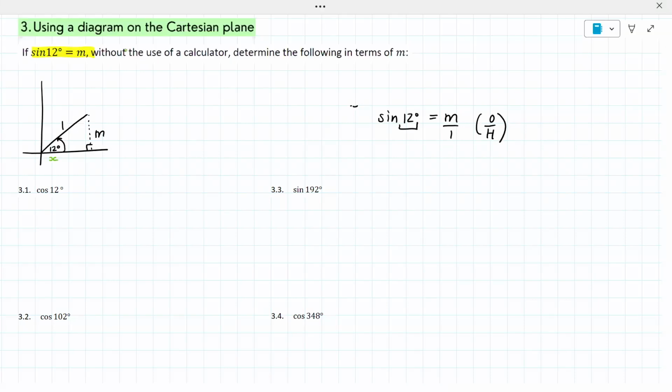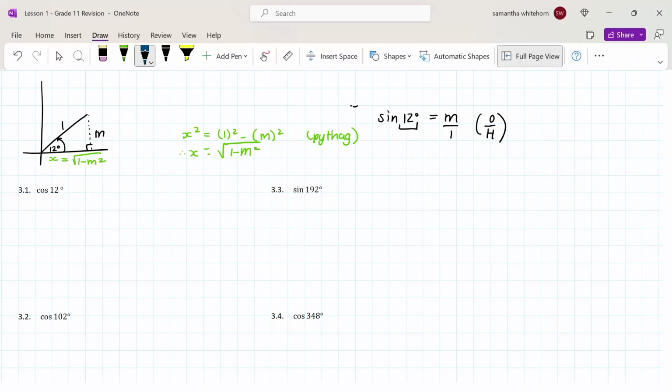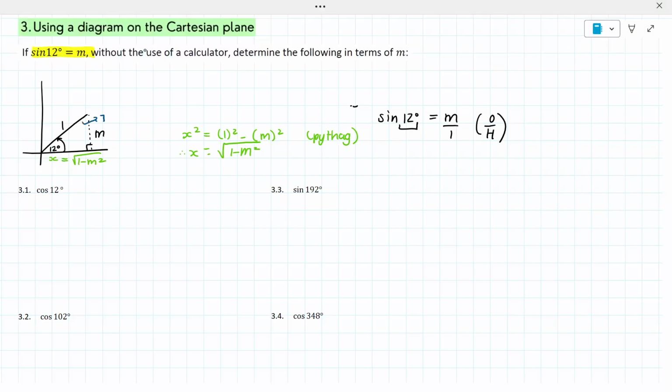So I'm going to call it x for now. So x squared would be equal to the hypotenuse squared minus the opposite squared. And so when you square root both sides, x is equal to the square root of 1 minus m squared. 1 because 1 squared is 1. So what you actually have is all three sides. Because you've got two of your three angles, you can work out this third angle, and that's 78 degrees.